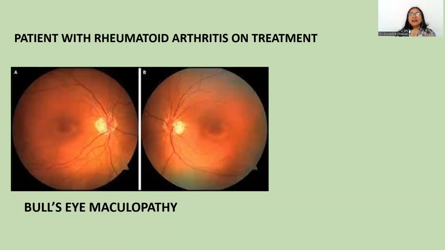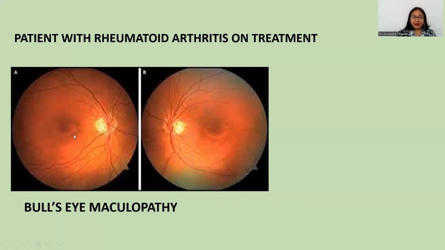Right, so moving on to the last fundus image, which is important for your exam. Here, they can give you a history that a patient is being treated with some medication, like a patient of rheumatoid arthritis on some long-term medication. Or they can let you know directly that the patient is on chloroquine. So what can be seen in the fundus? They can show you the fundus image. So what do you notice here in the fundus?